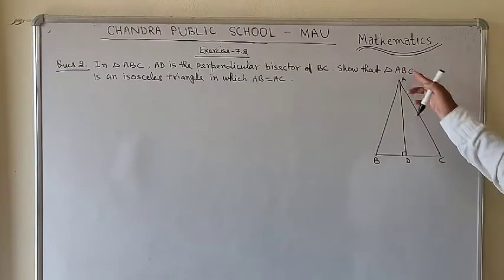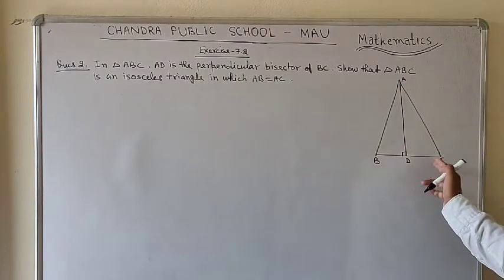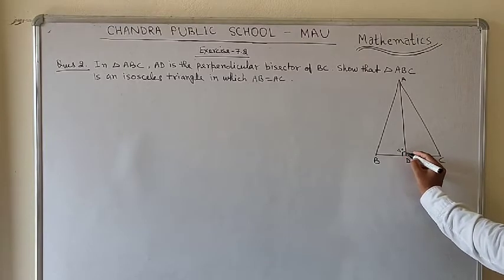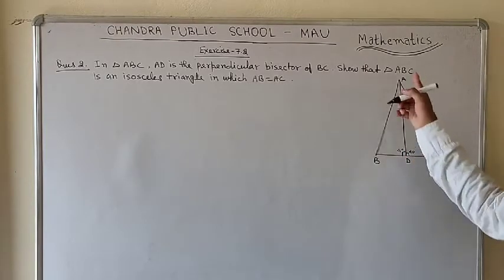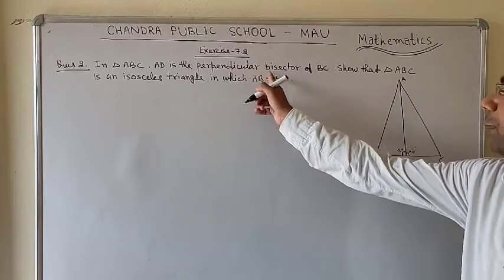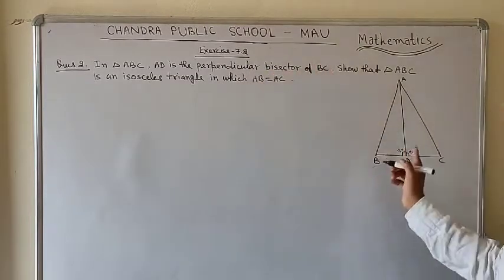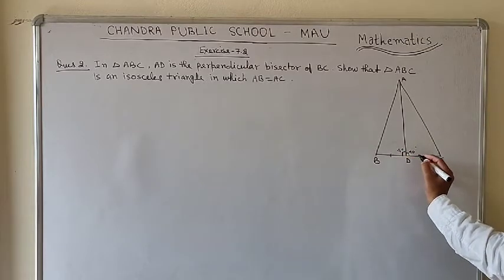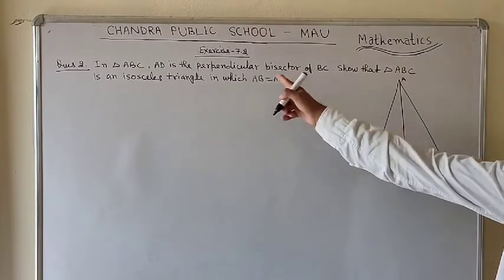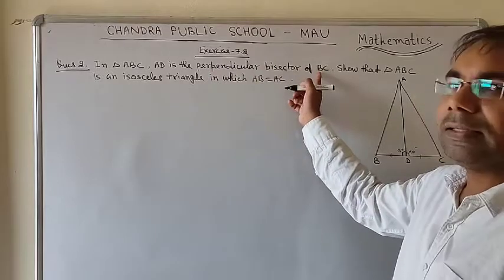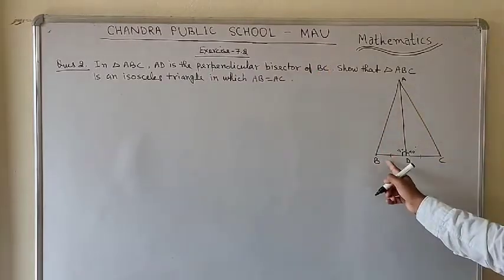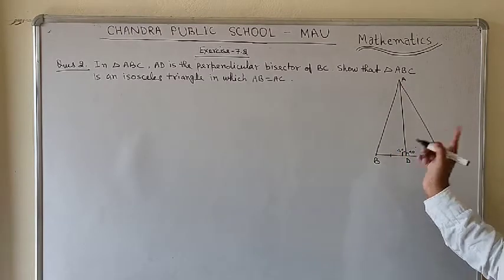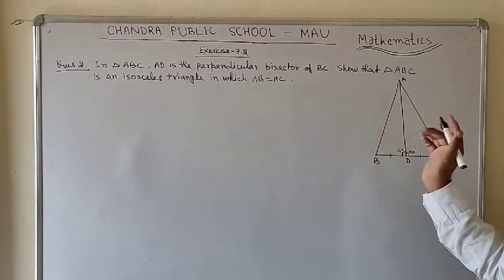Perpendicular bisector means if AD is the perpendicular bisector of BC, it means AD is perpendicular, here it is 90 degrees as well as here it is also 90 degrees. It means it is perpendicular. One more word is used, that is bisector. Bisector means AD is going to bisect BC. Bisect means here BD and DC are equal. So AD is the perpendicular bisector of BC, it means that BD equal to DC, and this angle is 90 degrees.